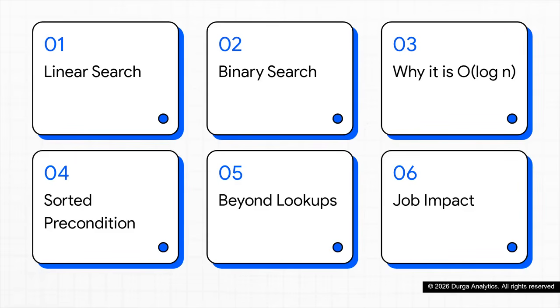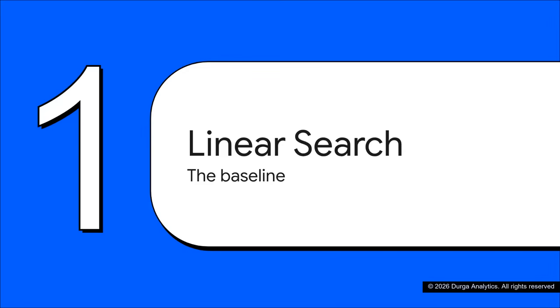Here's our agenda for today's explainer. We'll start with our baseline, linear search. Then we'll check out the upgrade to binary search. After that, we'll unpack the math behind O log n, discuss the catch, which is sorted data, look beyond simple lookups, and finally wrap up with the real-world engineering impact. All right, let's get right into it with Section 1, Baseline Linear Search.